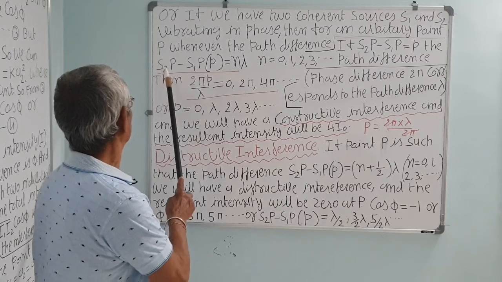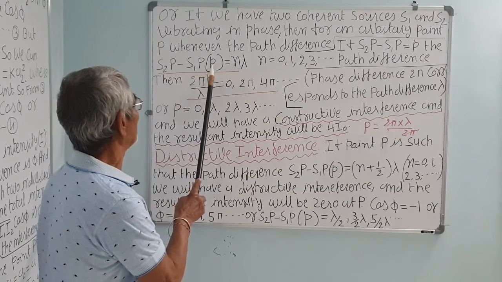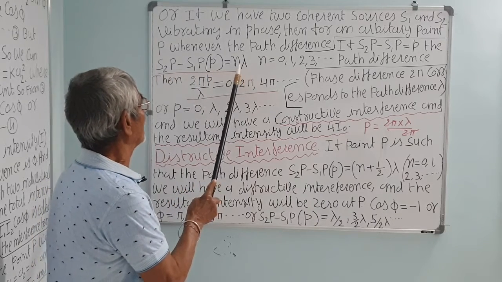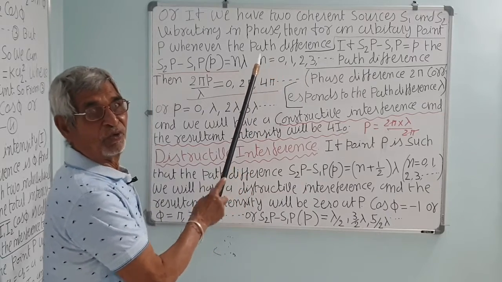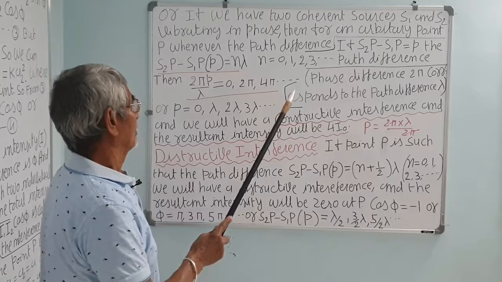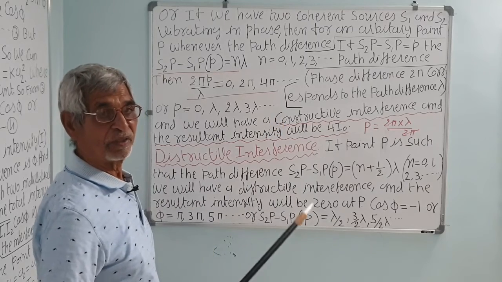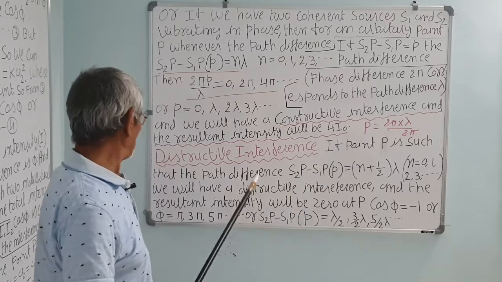Remember, if path difference S2P minus S1P is equal to n lambda, n is equal to 0, 1, 2, 3, that is, path difference 0, or lambda, 2 lambda, 3 lambda, there will be a constructive interference and intensity will be 4I0.